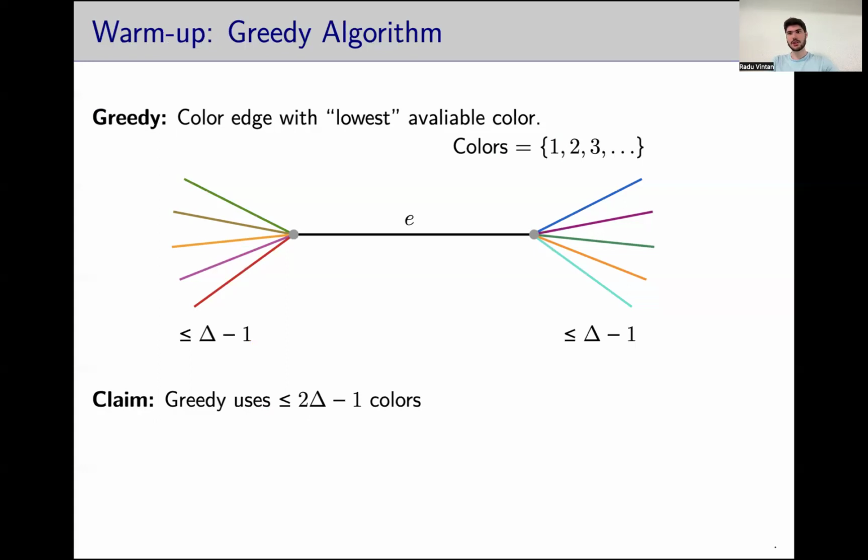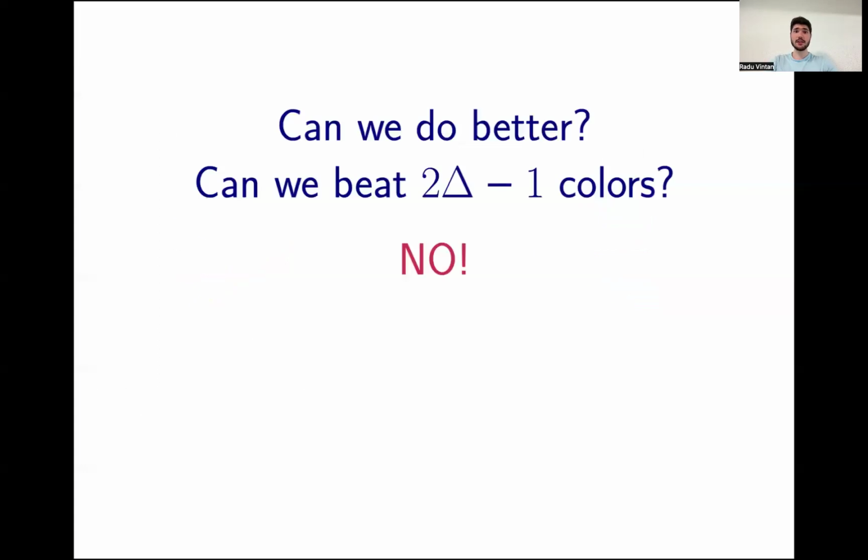The natural question is, can we do better than greedy? And the answer is no. The thing is, the lower bound which proves this requires exponentially many vertices in delta. So yes, it's a tight lower bound, but it has this particular structure that the maximum degree of the graph is logarithmically small in the number of vertices.